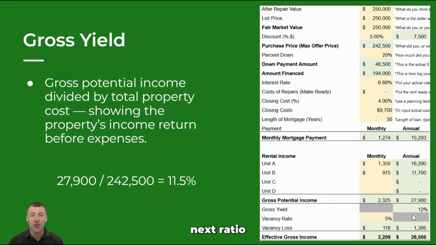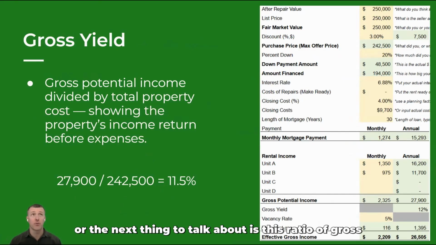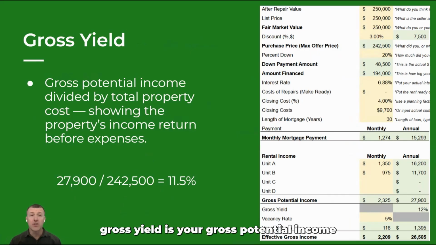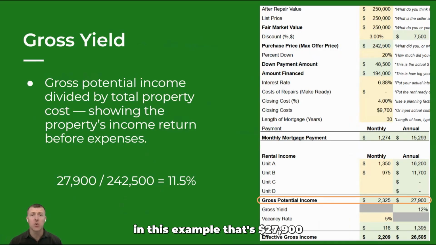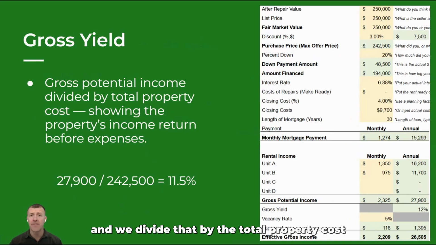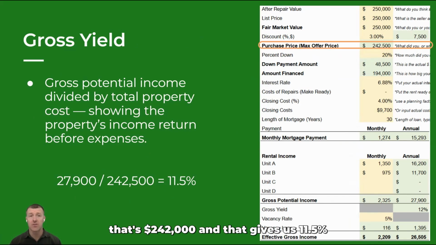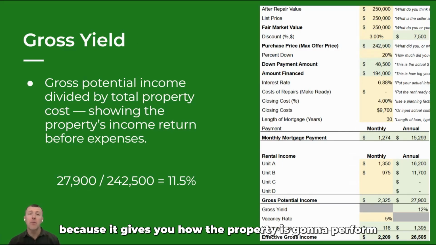All right, the next thing to talk about is the ratio of gross yield. So gross yield is your gross potential income divided by the total property cost. Remember, gross potential income is the rents that you would collect if the property was 100% occupied. In this example, that's $27,900. And we divide that by the total property cost. In this example, that's $242,000. And that gives us 11.5%.